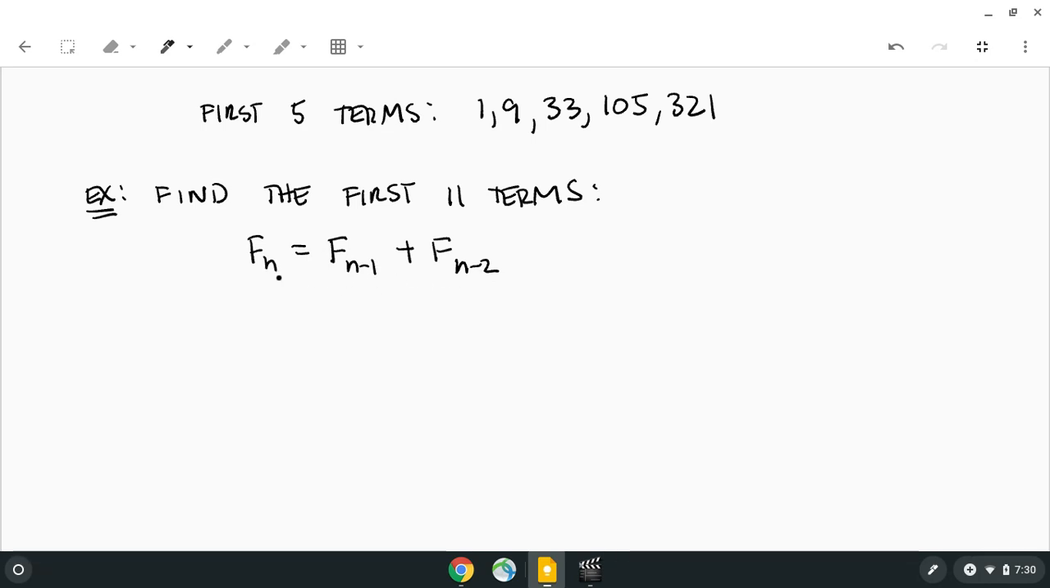So whatever term you're trying to find, you add the 2 before it. If you're finding the 10th term, you'll add the 2 before it, the 9th and the 8th. If you're finding the 55th term, then you'll add the 54th and the 53rd.